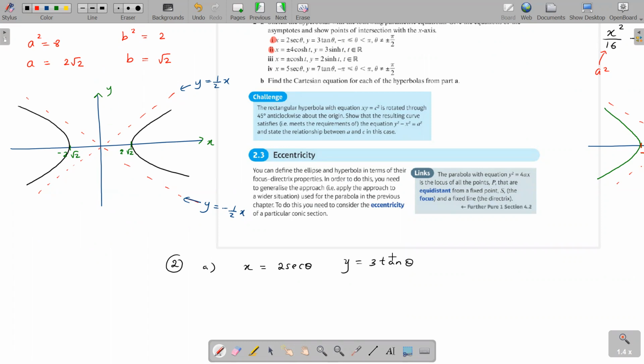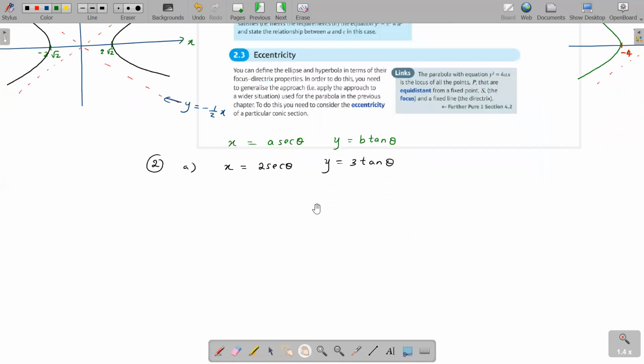So what's the format? The format was x equals a sec theta and y equals b tan theta. Is that correct? So basically I have the a and b values. So when I have the a and b values, I can write my asymptotes. So this gives me the a value as 2, the b value as 3, which gives me my asymptote equations: y equals plus or minus b over a x, which gives me y equals plus or minus 3 over 2 x. Right? So these are the two asymptotes.